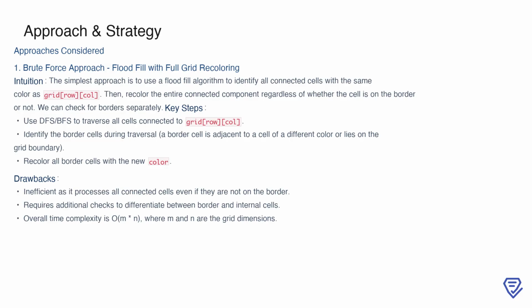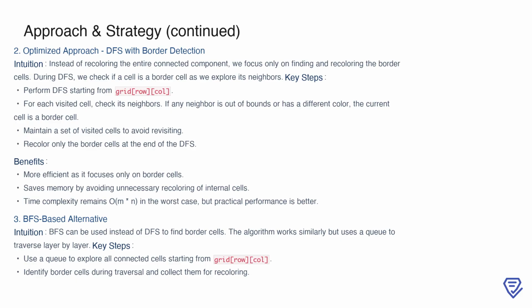While this approach is simple to conceptualize, it has some drawbacks. First, it processes all connected cells, even the internal ones that don't need to be recolored, leading to inefficiency. Additionally, it requires extra steps to distinguish between border and non-border cells. This can result in a time complexity of O(m*n), where m and n are the grid dimensions, making it less ideal for larger grids.